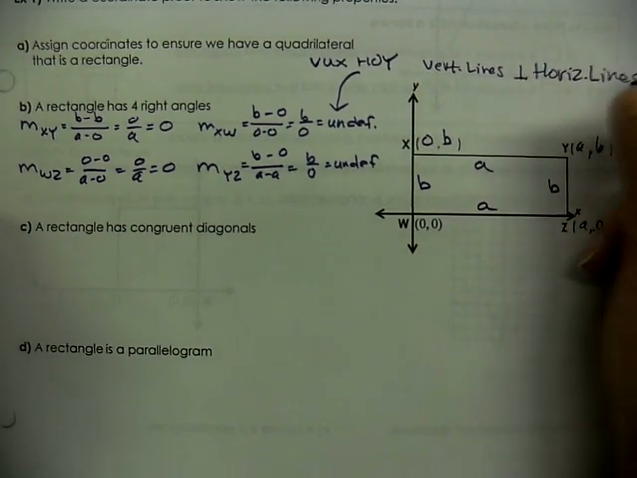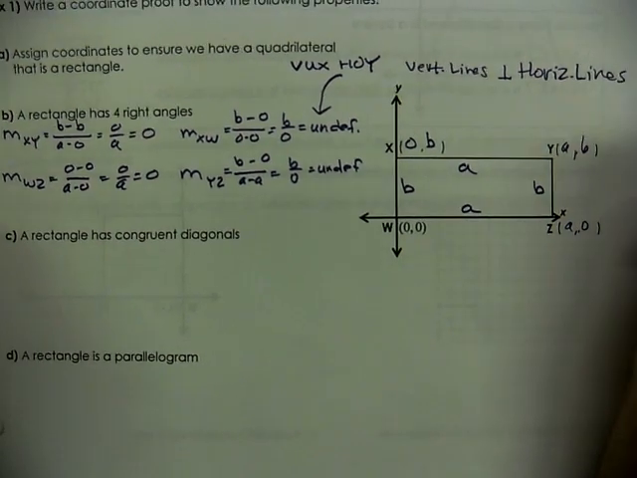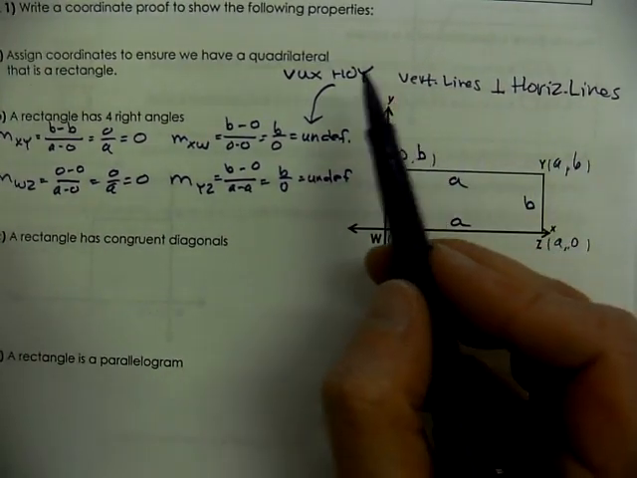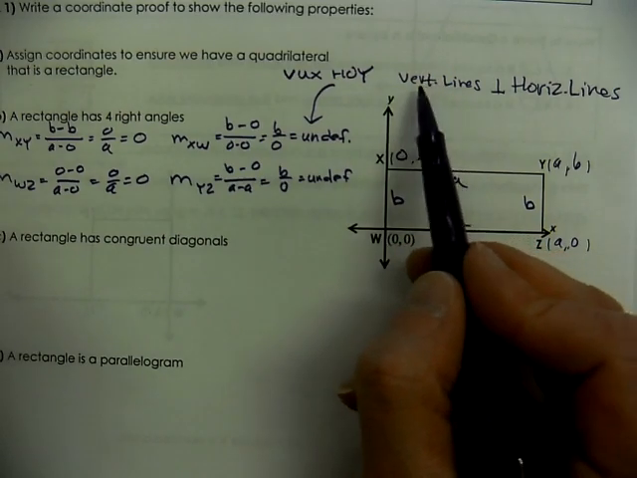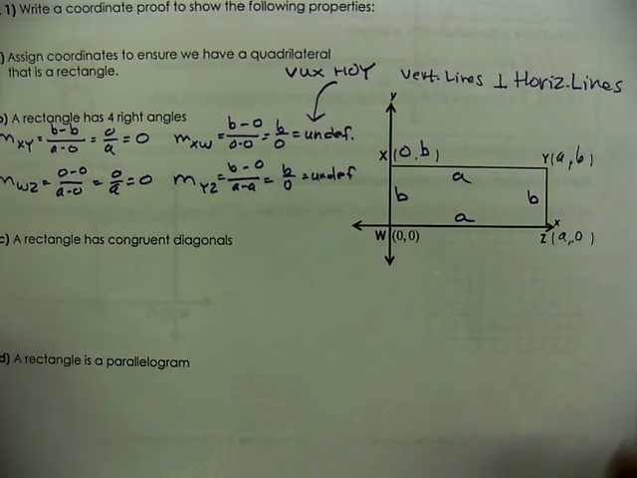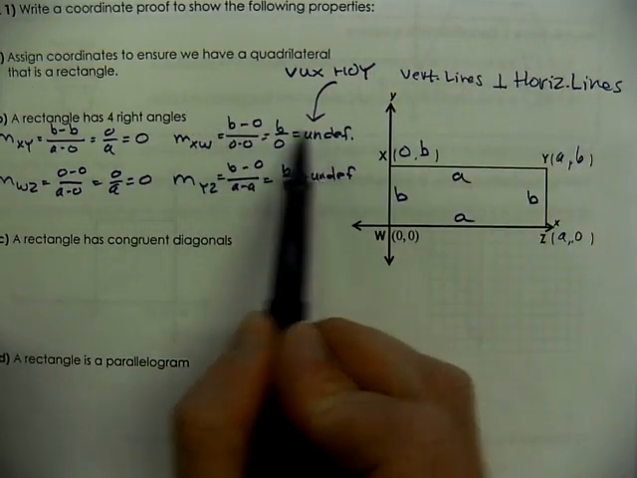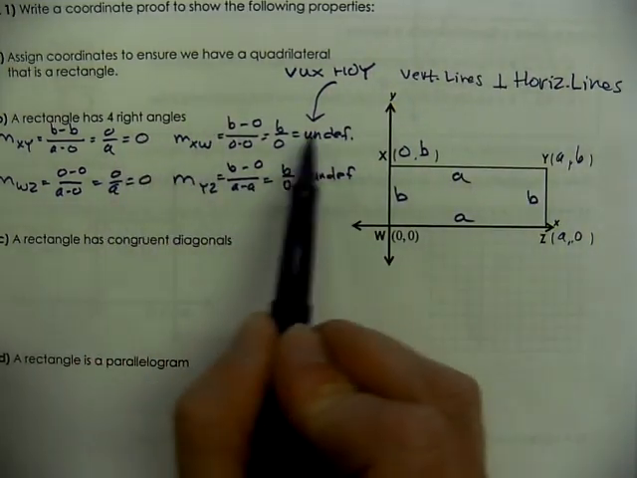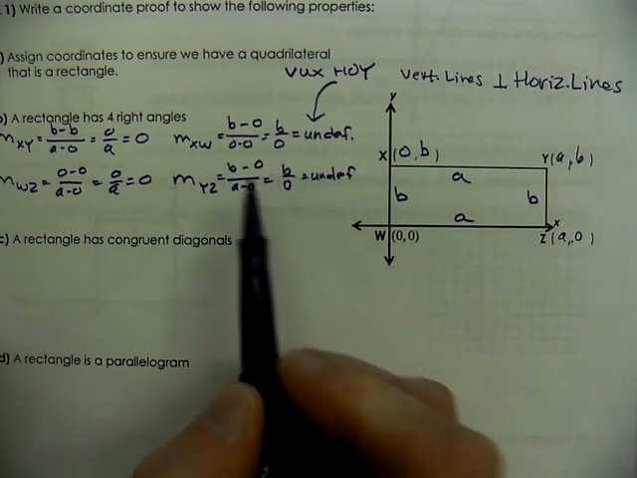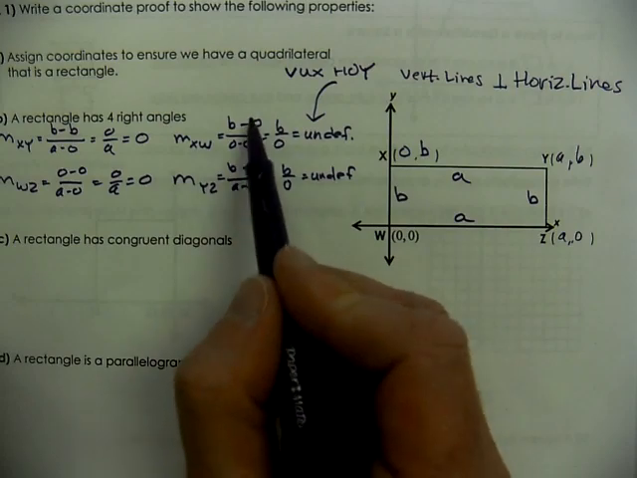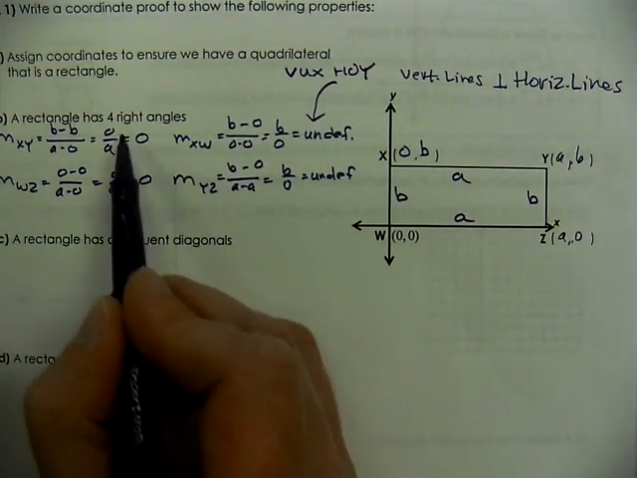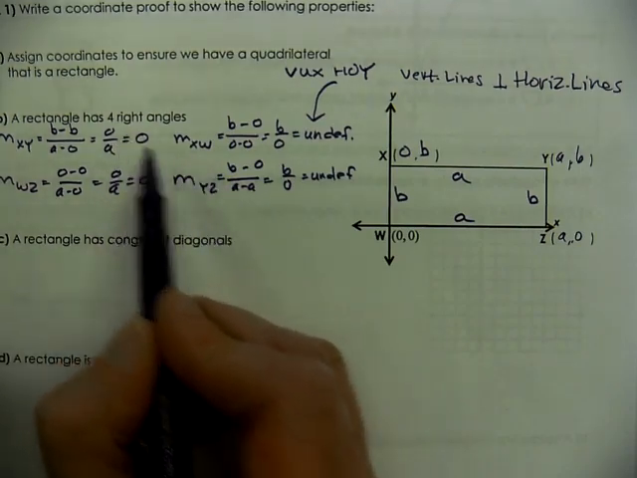So normally we're looking for slopes that are opposite reciprocals, but in a case like this, these are special cases because these are vertical and horizontal lines. We just have to remember that vertical lines are always perpendicular to horizontal lines instead. So that means these are perpendicular, therefore they form right angles. And these are perpendicular, and they form right angles. These are also adjacent. These are perpendicular, they form right angles, and these are also adjacent, and again, they're perpendicular.